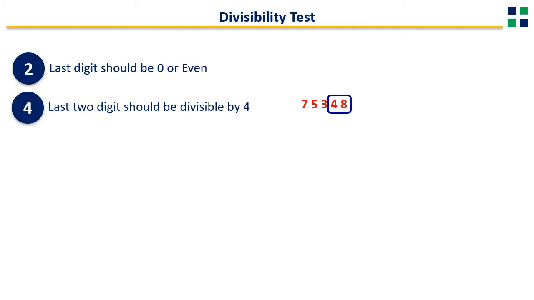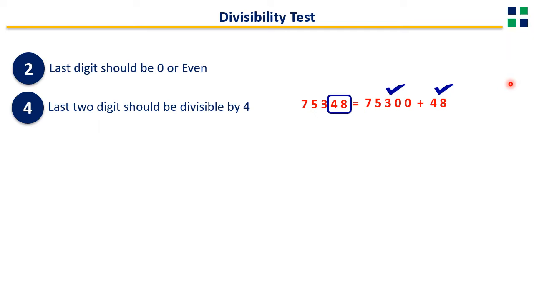Why? Because the same number can be written as 75,300 plus 48. We know 100 is the multiple of 4. Hence, 75,300 will be also a multiple of 4. So this is divisible by 4. And 48 is already divisible by 4. Hence, addition of both these will form the resulting number which is divisible by 4. And this is the reason why we check last 2 digits.